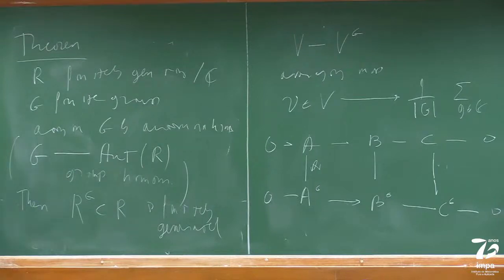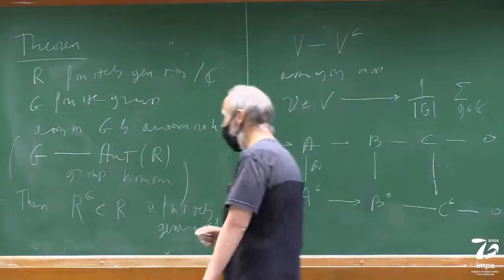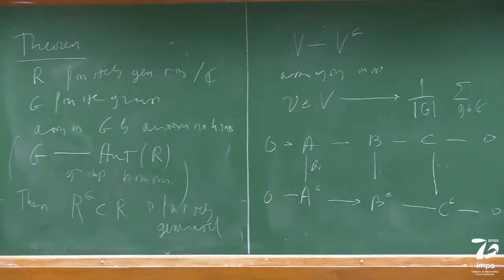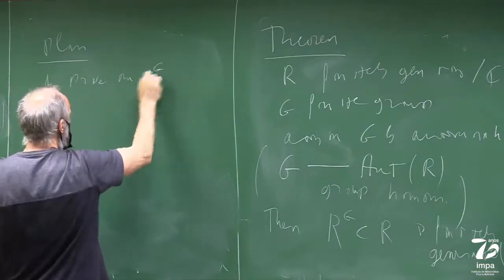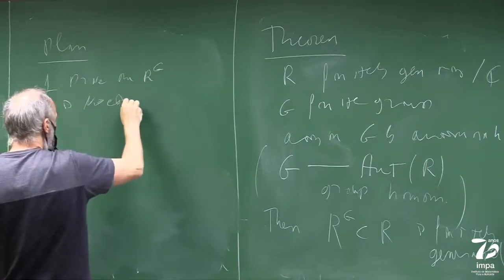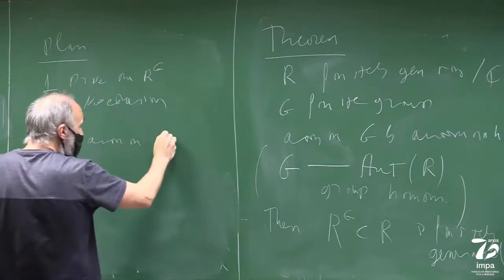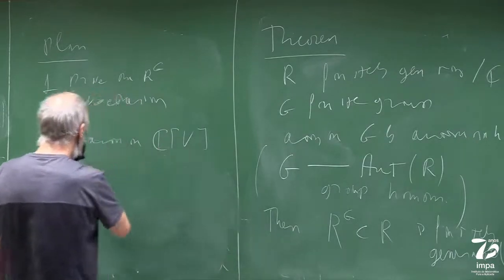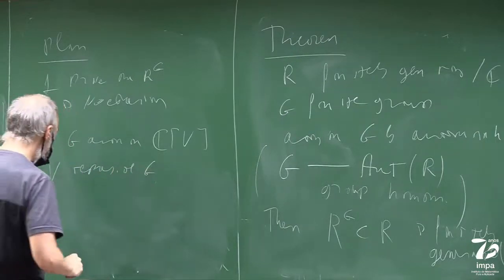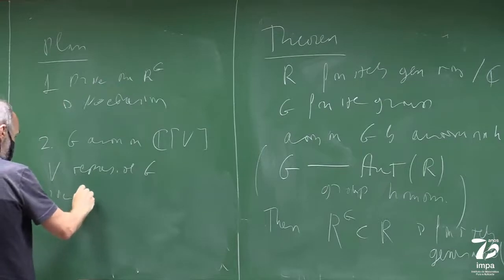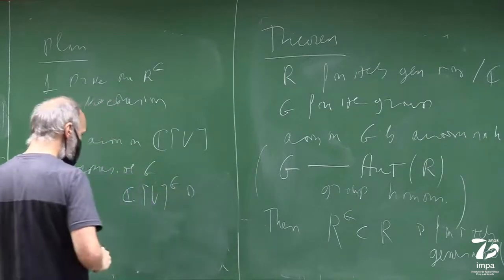So the plan of the proof, which I'm going to give now, but let me first formulate the plan. First we prove that R^G is Noetherian. Second, we consider the G action on the polynomial ring of V, where V is an n-dimensional vector space, which is a representation of G. Prove that this ring of invariants is finitely generated.